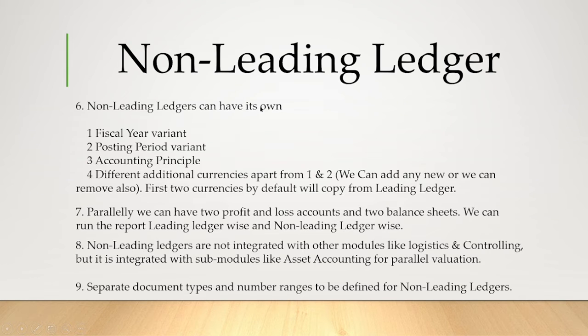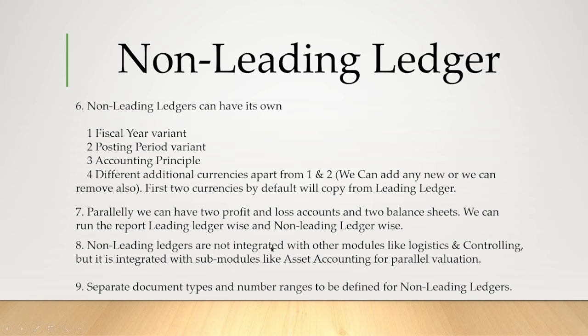Non-leading ledgers can have their own fiscal year variant, posting period variant, accounting principle, and different currencies apart from the first two. The first two currencies will, by default, be copied from the leading ledger. Next, in parallel, we can have two profit and loss accounts and two balance sheets. We can run the report leading ledger-wise and non-leading ledger-wise.